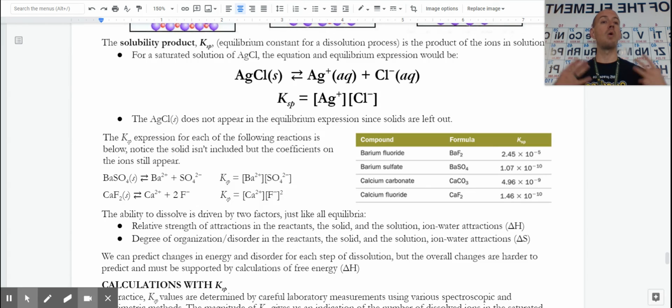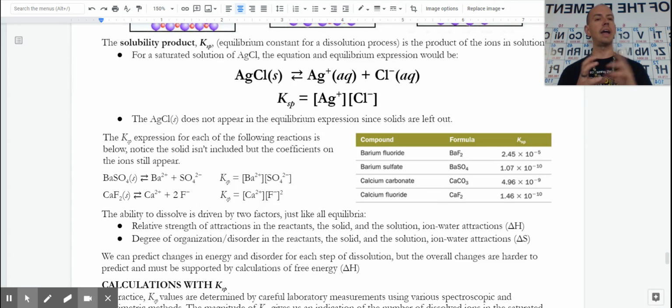Another thing is how orderly, or what we call the entropy of this. So how orderly is our solid? How orderly is our pure liquid? How orderly is our solution? And how do those ions impact the order of the water?